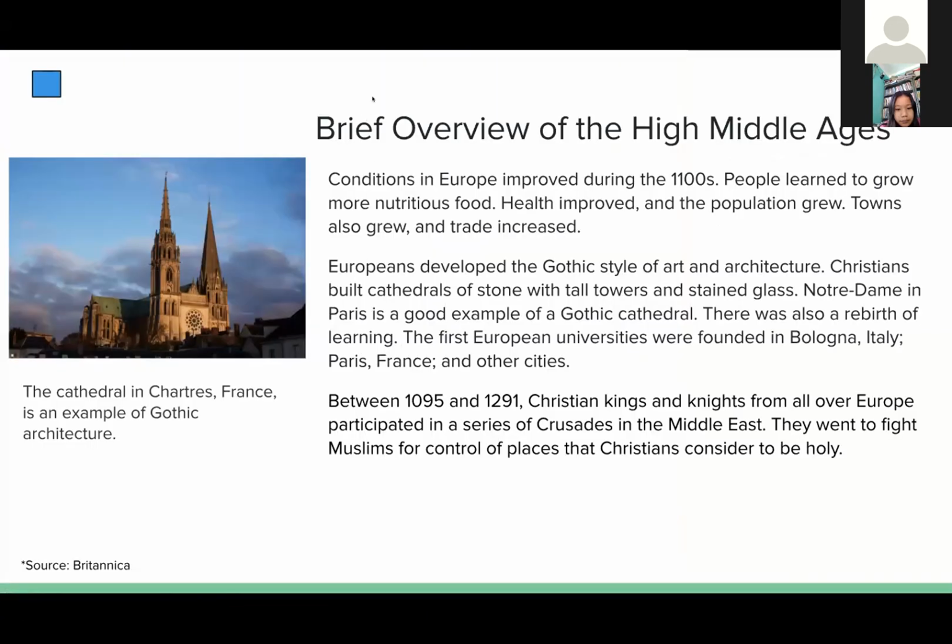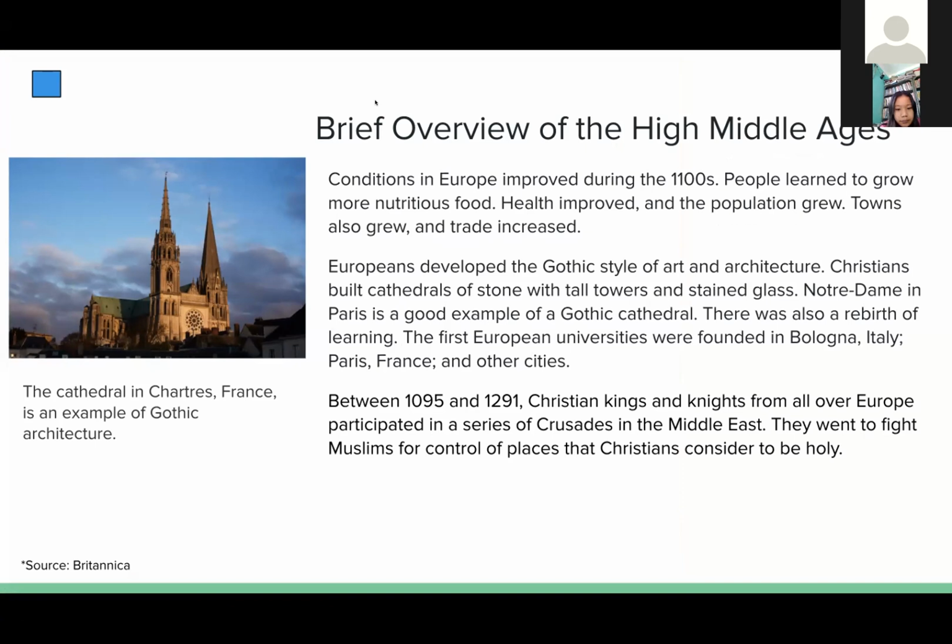So conditions in Europe improved during the 1100s as people learned to grow more nutritious food. Health improved and the population grew. Towns also grew, and so trade increased. Europeans tended to develop a Gothic style of art and architecture. Christians built cathedrals of stone with tall towers and stained glass. The recently burned Notre Dame in Paris is a good example of Gothic architecture.